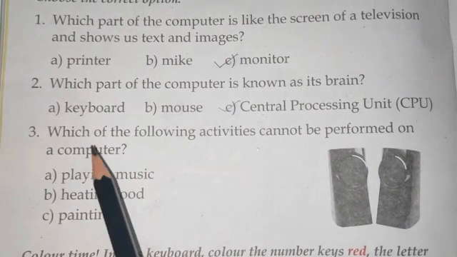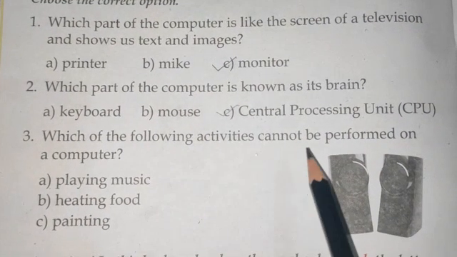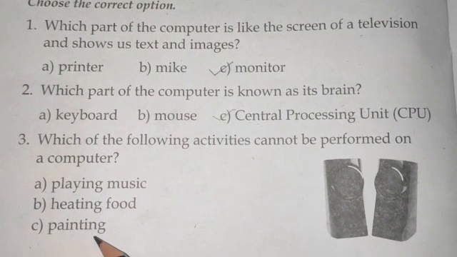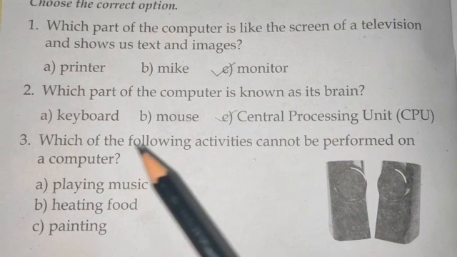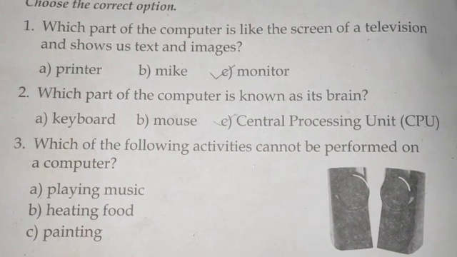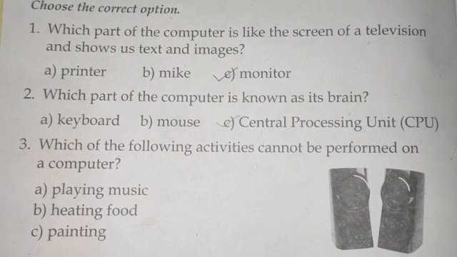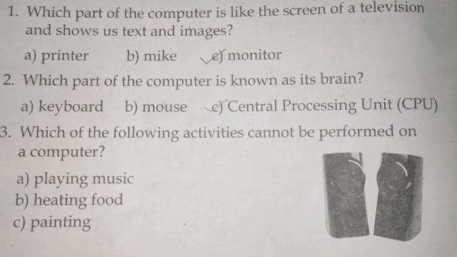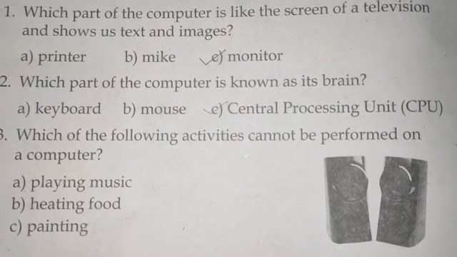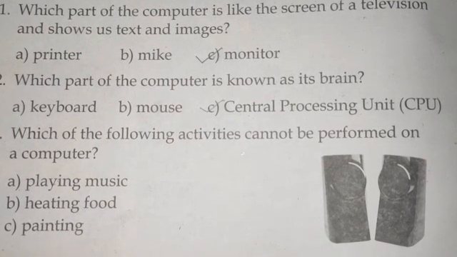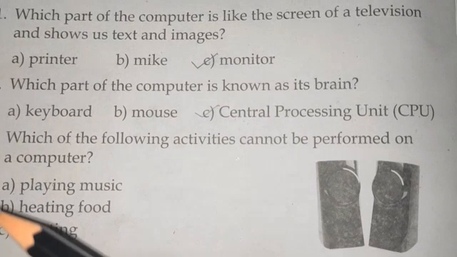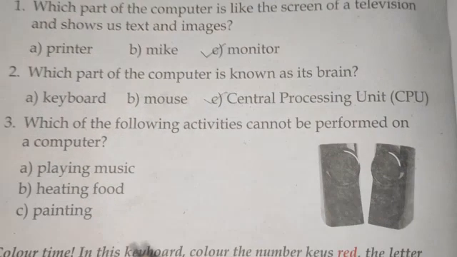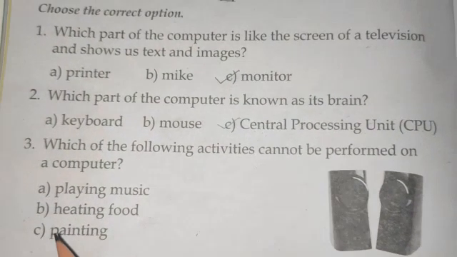Then question 3. Which of the following activities cannot be performed on a computer? इनमें से कौन सी एक्टिविटी कंप्यूटर नहीं कर सकता है या हम कंप्यूटर पे परफॉर्म नहीं कर सकते? ठीक है. The first option is playing music. So you know that computer is used for playing music, or we can play music on computer. We can either play music or listen music on computer, or we can do both.